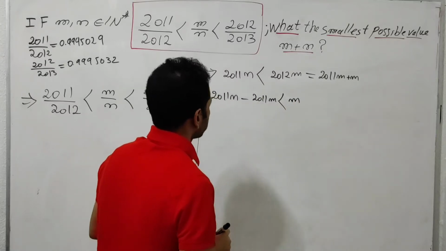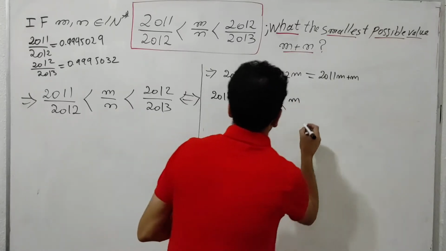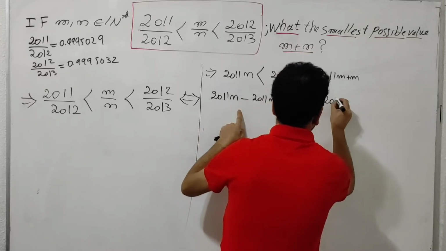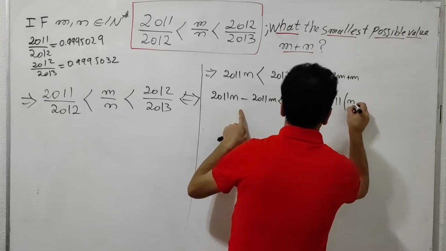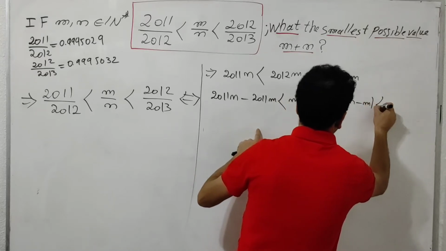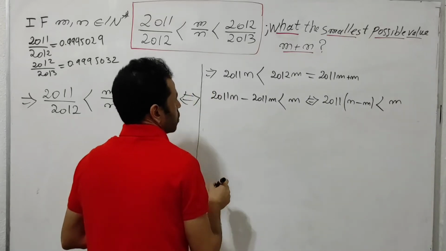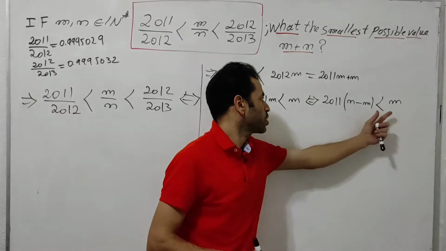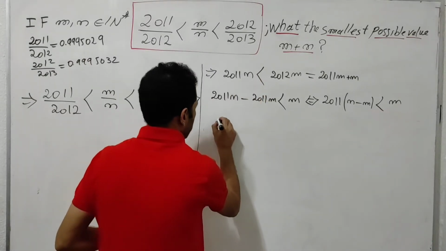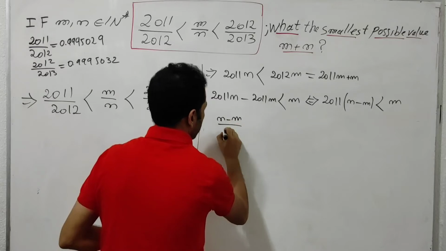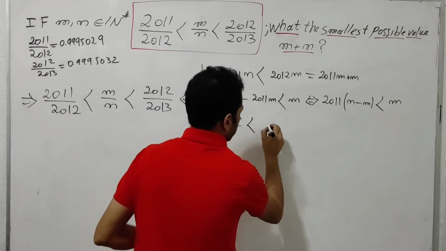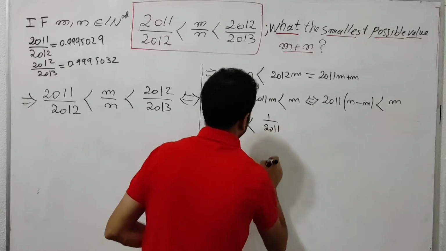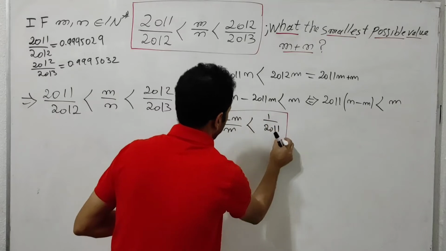Now I make 2011 a common factor: 2011 multiplied by n minus m is strictly inferior to m. What I'm going to do now is divide both sides by 2011 m. I get n minus m over m strictly inferior to 1 over 2011. This is the first inequality.